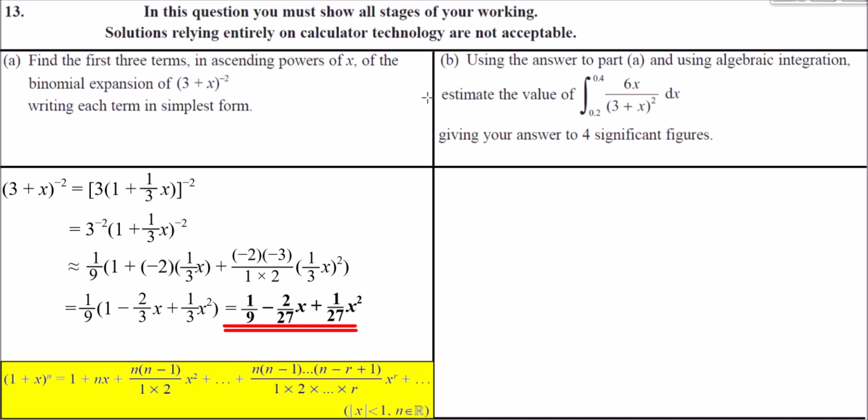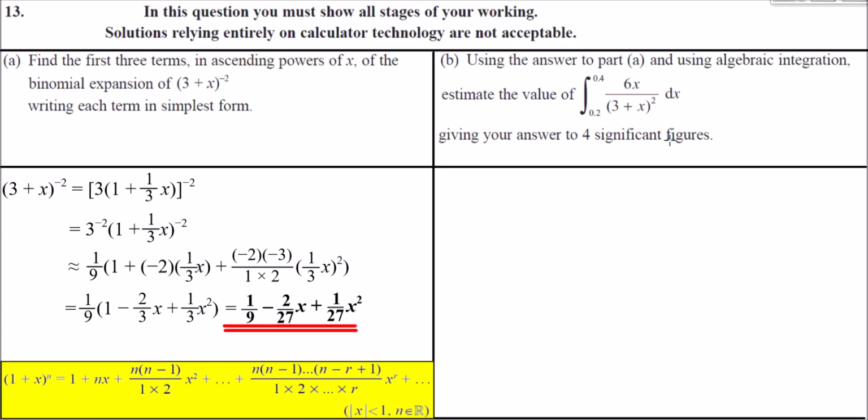Part B. To be honest, I quite like this question. I think it's quite clever. I dip my hat to Edexcel. Using the answer to Part A and using algebraic integration, estimate the value of the integral from 0.2 to 0.4 of 6x over (3 plus x squared), dx, giving your answer to 4 significant figures.